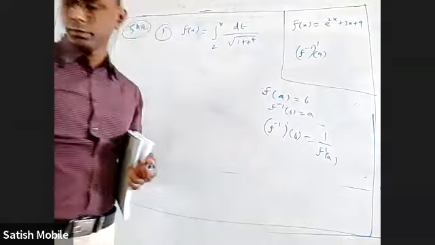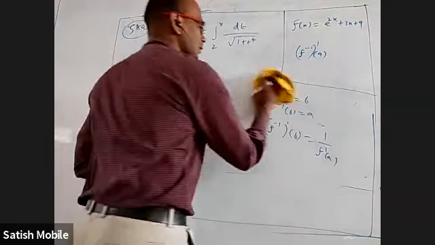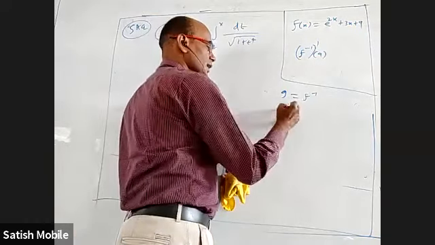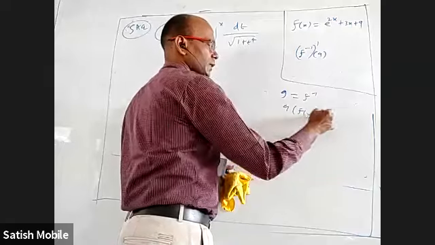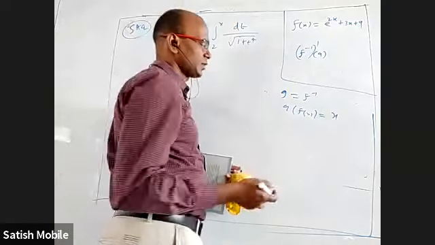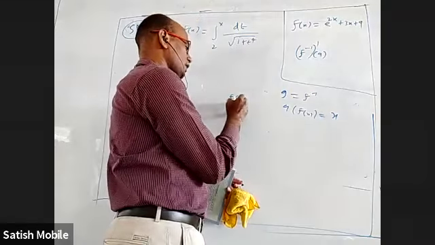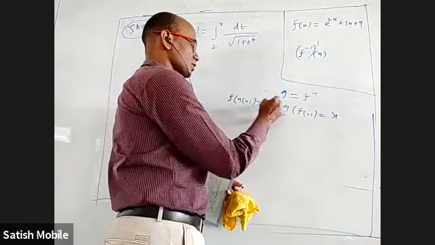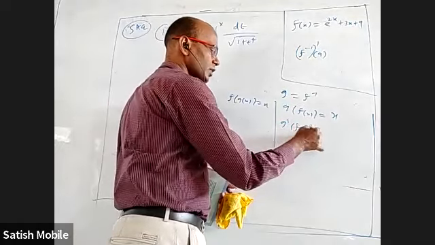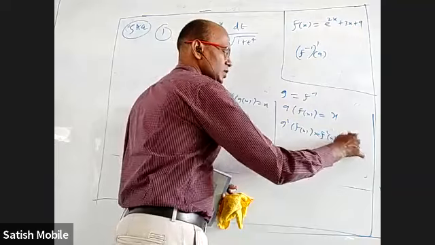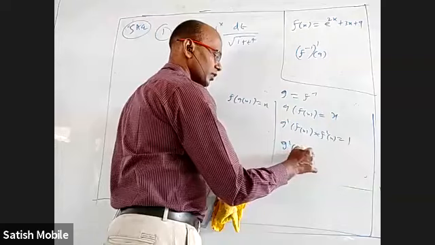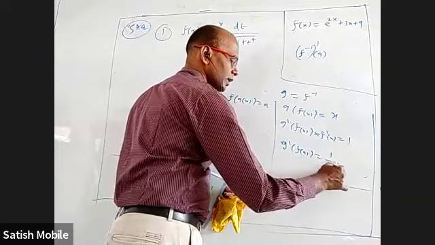How is that? Let us say g equal to f inverse. I can write g of f of x is equal to x. I can also write f of g of x is also x. Either way it's okay. If I differentiate this, what will I get? g dash of f of x into f dash of x is equal to 1. Bring this down, and you get g dash of f of x equal to 1 by f dash of x.